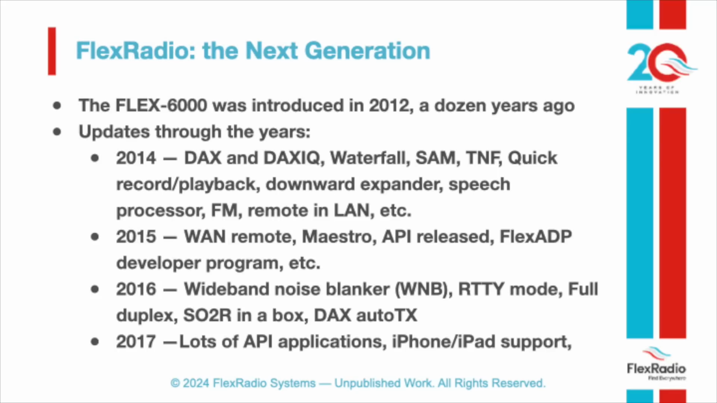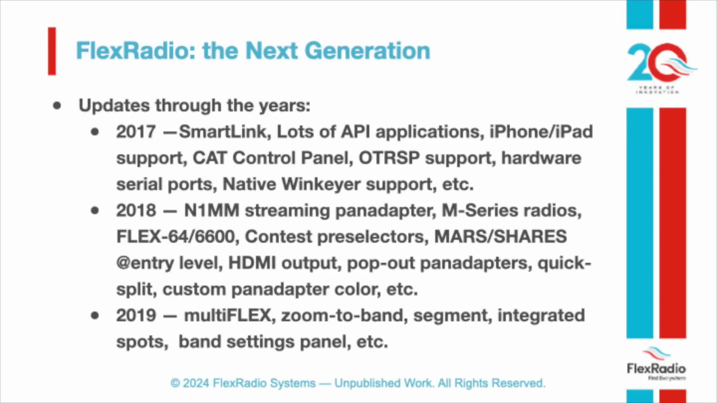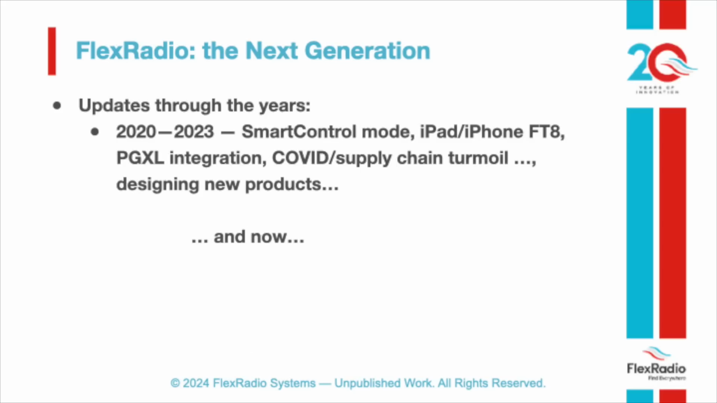When we first introduced the Flex 6000 in 2011, 2012, that was about a dozen years ago, we didn't have a lot of these capabilities, and here's some of the ones that we added. In 2014, we added DAX and DAX IQ, as well as a waterfall capability, synchronous AM, tracking notch filter, quick record, record and playback, FM mode we didn't originally have, remote on the LAN. So all these things were added that year. The next year we added the WAN remote capability, we added the Maestro, we released our API, we started a developer program. So I won't bore you and go through all these things, but this is just to show you that over time we continually update the radio and add new capabilities, and that's part of what you get if you buy a FlexRadio.